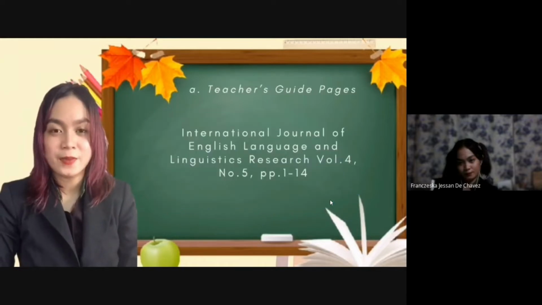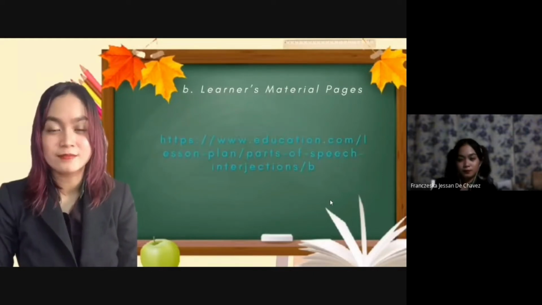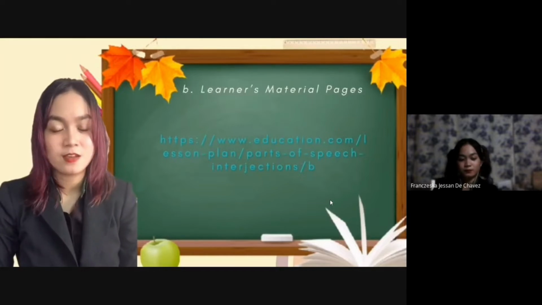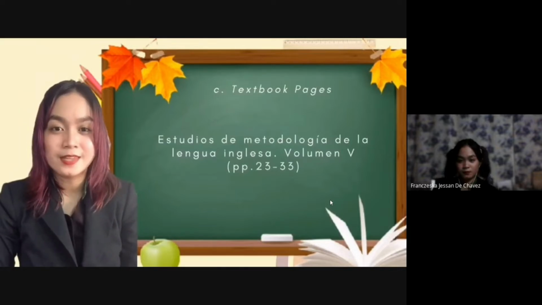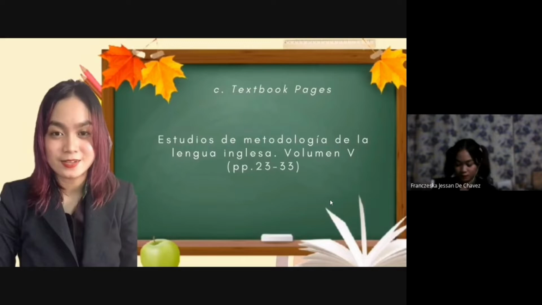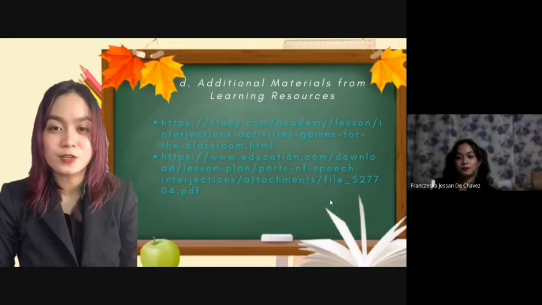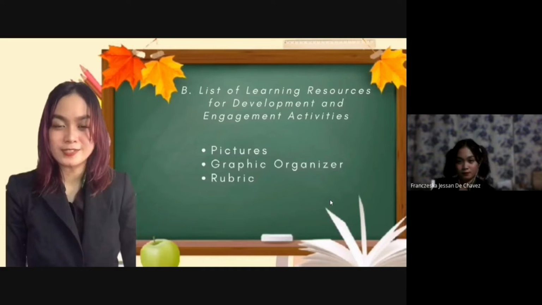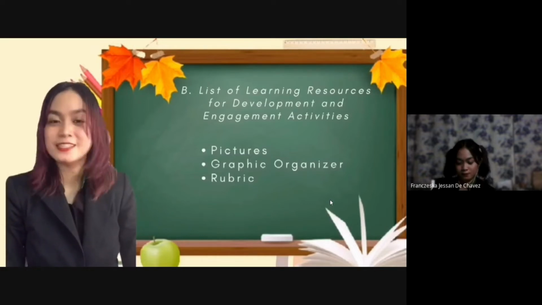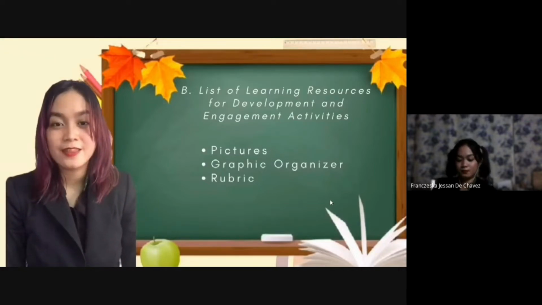A. Teacher's Guide Pages, International Journal of English Language and Linguistics Research, Volume 4, Number 5, page 1 to 14. B. Learner's Material Pages. Here is the link. C. Textbook pages in book Estudios de Metodología de la Lengua Inglesa, Volume 5, page 23 to 33. D. Additional materials from learning resources. Here are the links. B. List of learning resources for development and engagement activities. I used pictures, graphic organizer or cluster, and then rubrics.